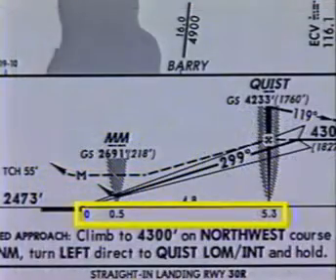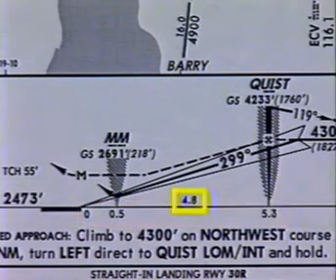Two sets of nautical mile distances are located near the bottom of the profile view. The numbers below the line relate to the distance from the landing threshold, as noted by the 0 at the runway symbol. Those above the line represent nautical mileage between fixes. In this case, the distance between the locator outer marker and the middle marker is 4.8 nautical miles.